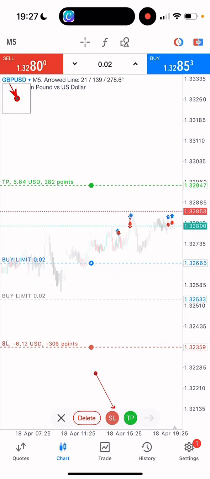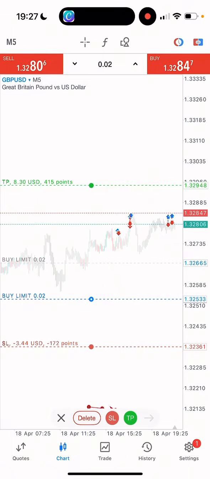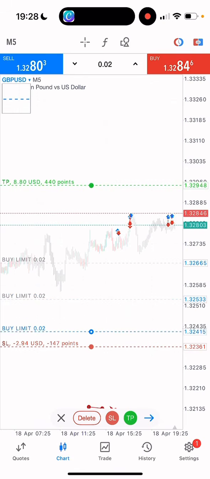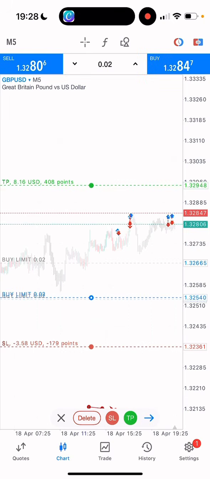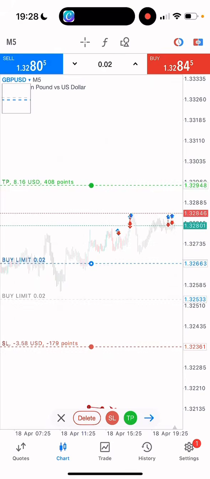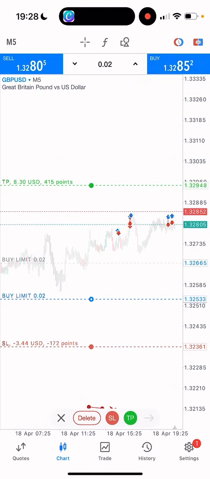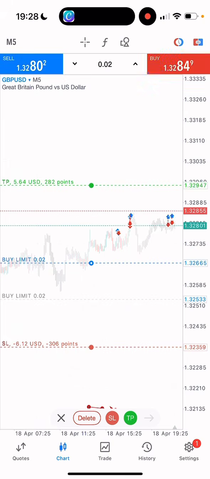So now, how do you know a better entry? The closer your entry is to your SL, the less money you're risking. The further away your entry is from your SL, the more money you're risking. That is why this person here, who is closer to the SL, is only risking $3, while this person who is further away from the SL is risking $6.